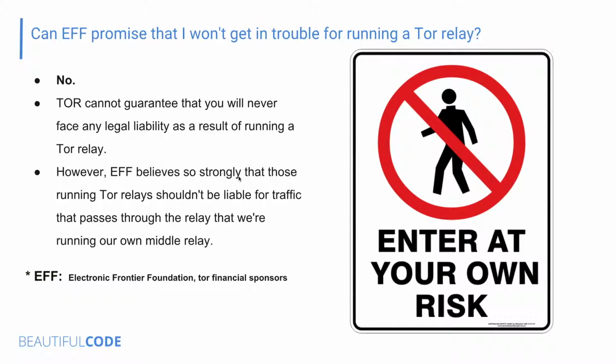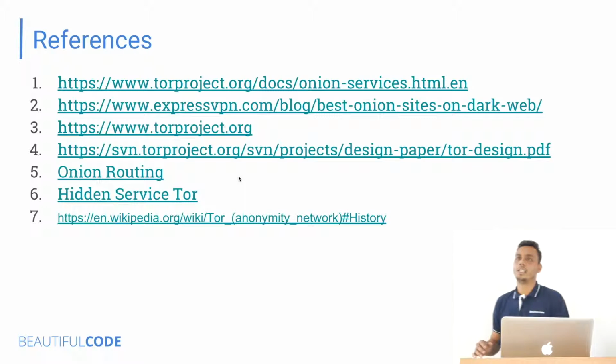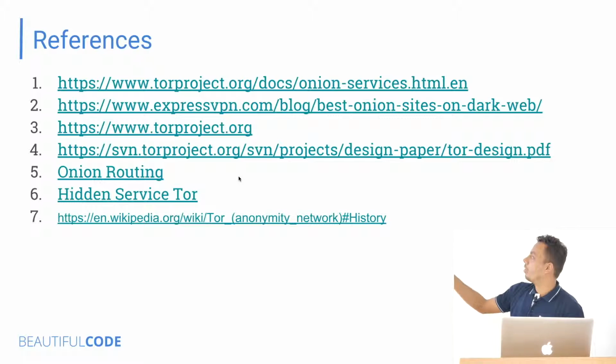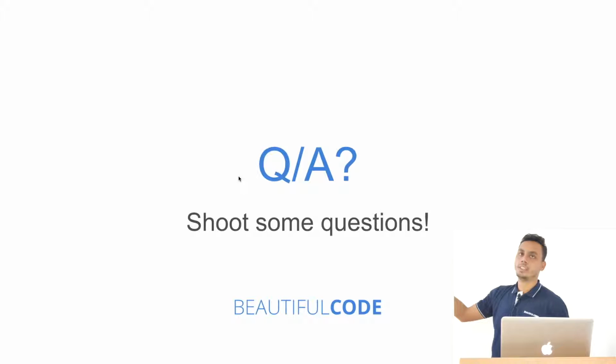But it comes with its own problems. The EFF, which is the legal counsel for Tor, doesn't guarantee anything if someone is doing illegal activities using your relay. They don't promise anything, they won't take up your case. It's totally up to you. These are the references if somebody wants to go deeper into the history of Tor, or how hidden services are implemented in Tor. Questions?